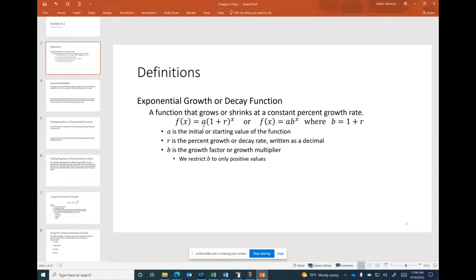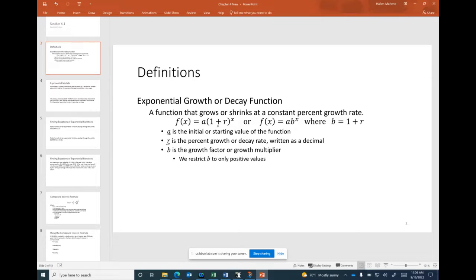f(x) = a(1 + r)^x is one format, where a is going to be the initial value in the function, right? And r is going to be the growth rate. Okay, it's a percentage. We would write that as a decimal, right?